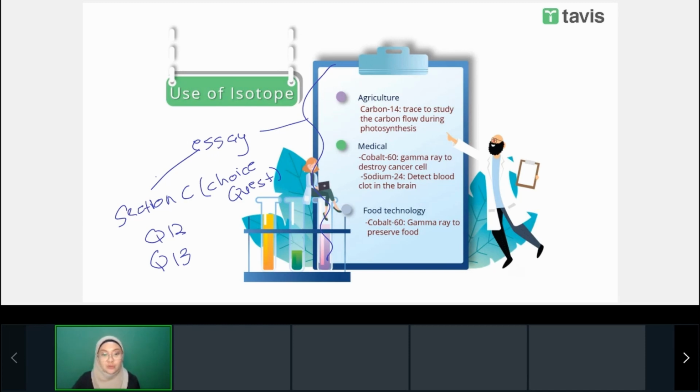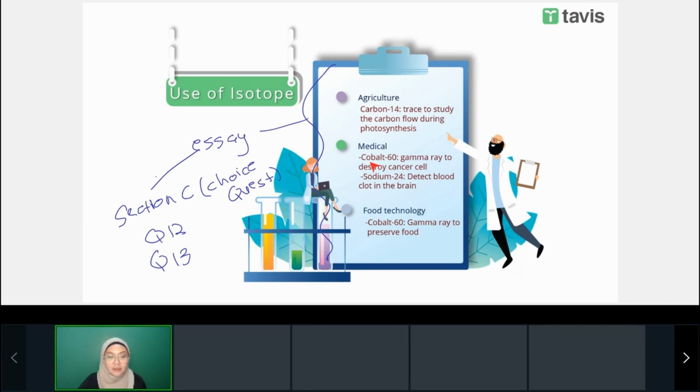Okay, let's go to the usage of the isotope in the agricultural sector. In the agricultural sector, carbon-14 is used as a tracer to study the carbon flow during photosynthesis. Okay, you can remember this one. Carbon-14, agricultural, as a tracer to see the flow of carbon during photosynthesis. We know in photosynthesis, plants will absorb carbon dioxide, right? So it studies the flow of carbon.